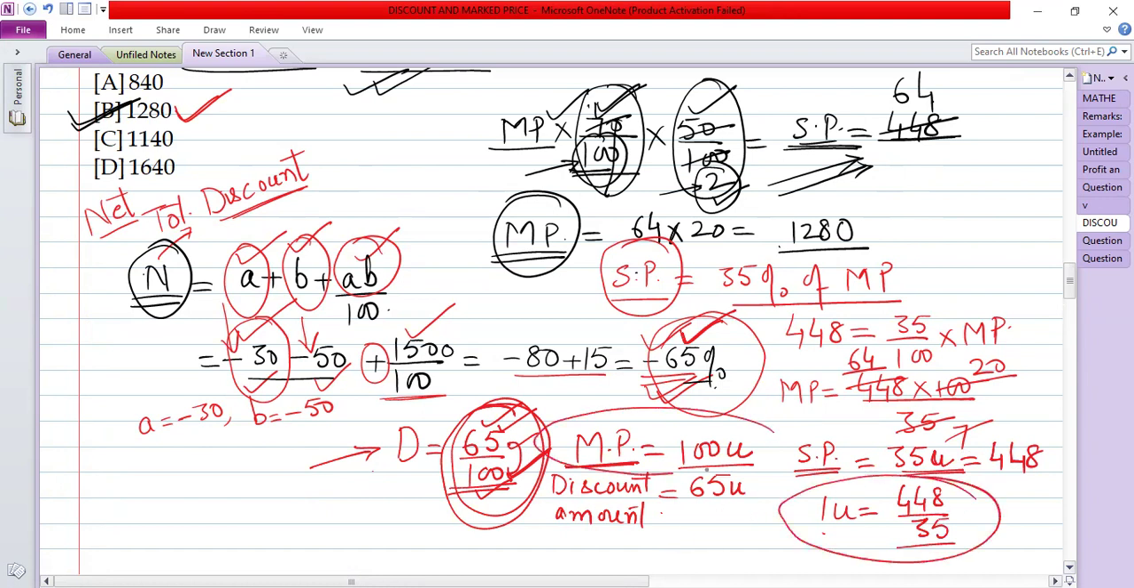And what is our marked price? The marked price was 100 units. So the total marked price will be 100 into 1 unit, and 1 unit is nothing but 448 by 35. If one simplifies this, the answer will again be 1280. So there are various approaches to solve such questions, and one can follow any approach in which one feels comfortable.